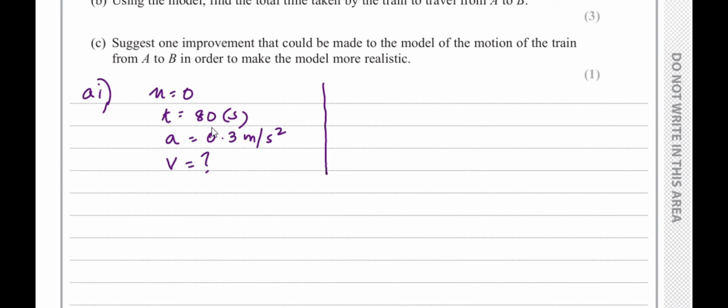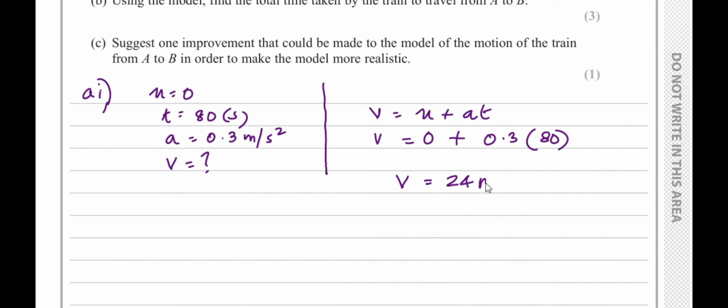Which equation is suitable for us to find the velocity from the initial velocity and the time and the acceleration given? It is v is equal to u plus at, right? So v is equal to something which we have to calculate. u we know it's 0, a is 0.3, t is 80. So v is equal to 0.3 times 80, which is 24 meters per second because it's velocity.